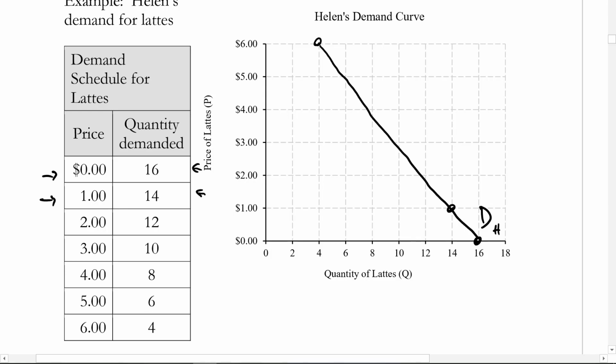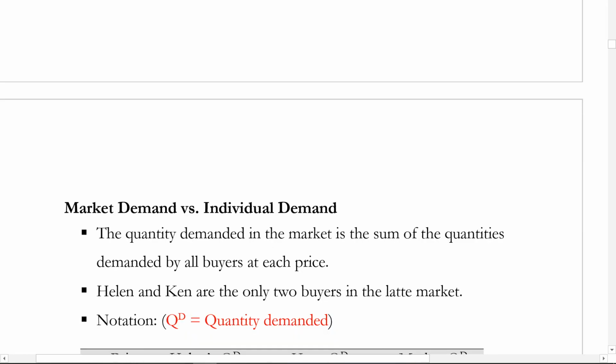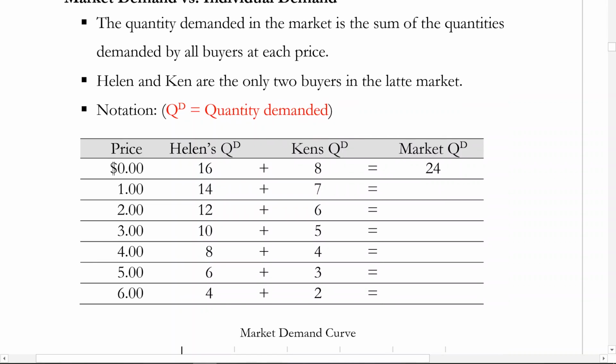We are talking about markets, and particularly in a market for something like lattes or coffee, particularly in large cities, you have a lot of options, a lot of buyers, and a lot of sellers. So Helen is just one buyer. We need to aggregate this out to the whole market. So we had Ken's demand in here. We had every single person's demand in here. And so at each price, we look at the quantity demanded for all the market participants.